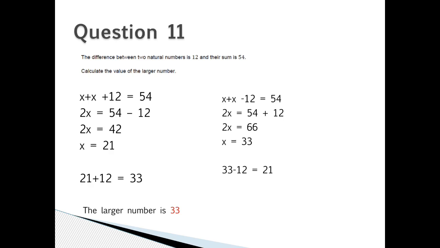And x plus x minus 12 is equal to 54. 2x is equal to 54 plus 12. 2x is equal to 66. Divide both sides by 2. X is equal to 33. So your larger number is 33.